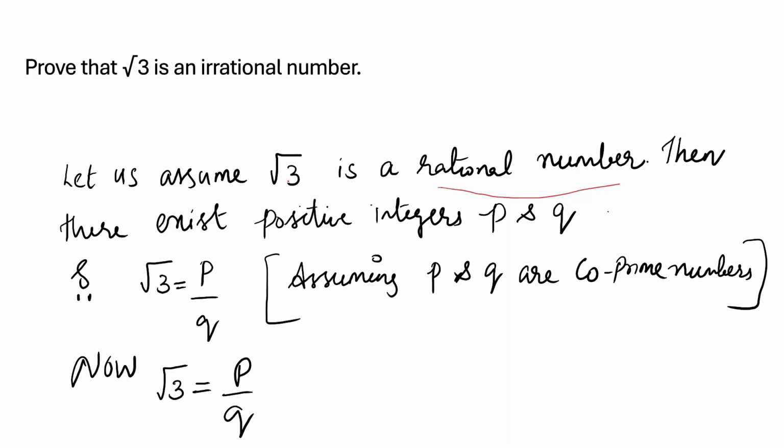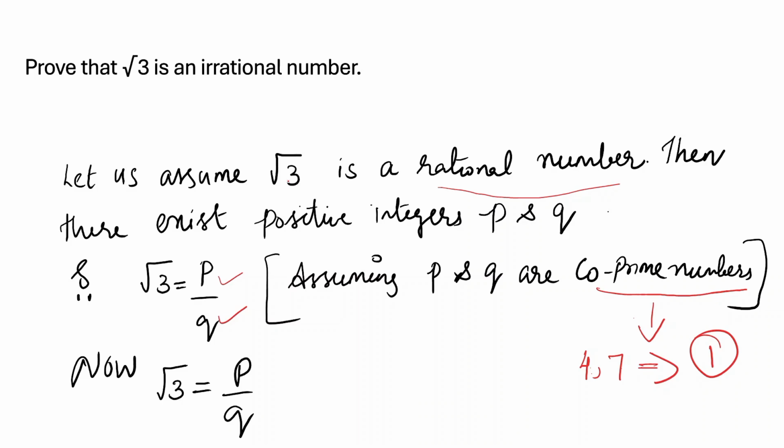Then there exist positive integers p and q such that root 3 equals p by q. Any rational number we can represent in p by q form, where p and q are integers and co-prime numbers. We are assuming they are co-prime numbers. I hope you know what a co-prime number is. Co-prime means two numbers whose highest common factor is only 1. Suppose you take 4 and 7, the highest common factor of 4 and 7 is only 1. No other common factor is there. So those are co-prime numbers. So we are assuming here p and q are co-prime numbers. There is no common factor for p and q. Okay, that's very important here.